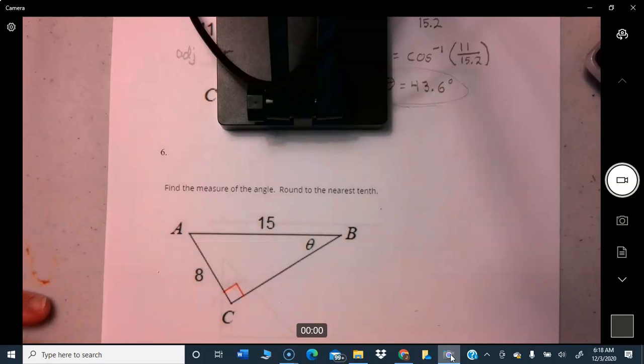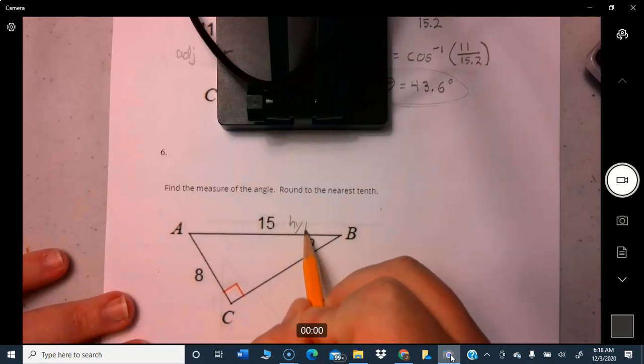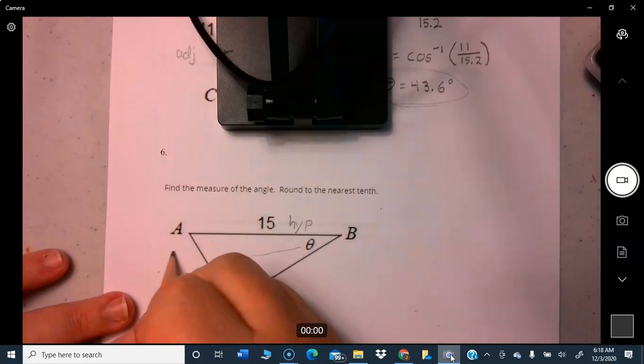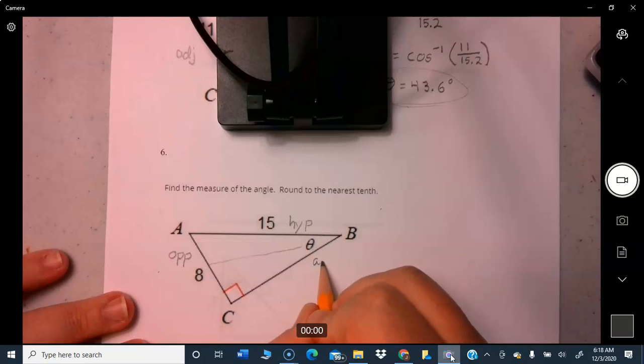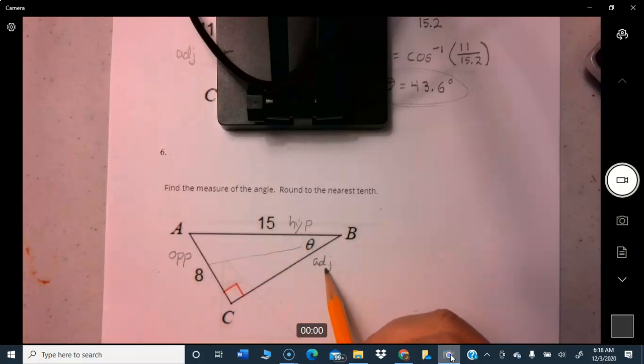Let's go ahead and do this one. So hypotenuse is the long side. The opposite side is this one over here. That's the op. And the adjacent side is here. You may find it easier to say this is hypotenuse, the other side of the angle is the adjacent, and so this side must be the opposite. Whatever helps you to remember it the best, okay?